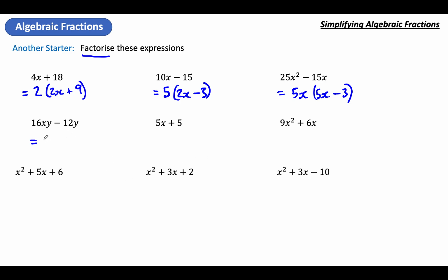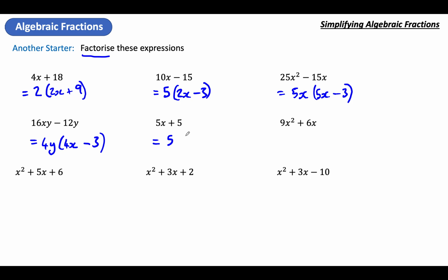This time, divide both by 4. And they've both got a y, so that can go outside the bracket. And we need 4x on the inside. 4 times 4 is 16. X times y is xy. And then negative 3, because 4 times negative 3 is negative 12. I've got a y, and we need a y. So, job done.